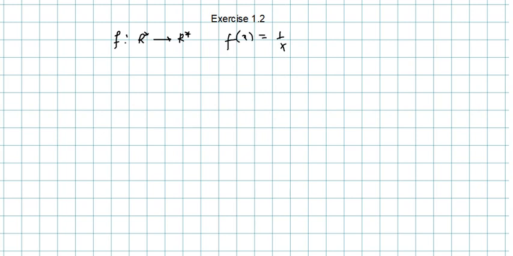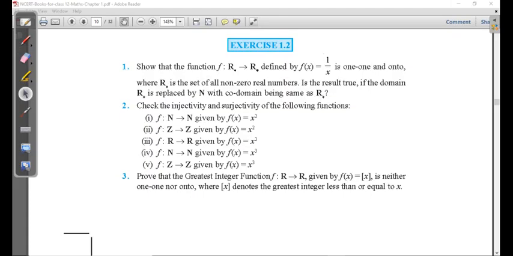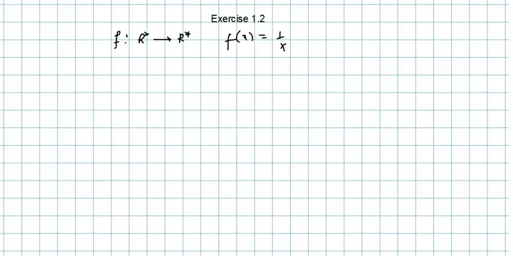It is a power function with a negative power, or it is a rational function. As a rational function, you have to see whether it is one-one and onto, that is, whether it is bijective or not. We are checking the bijectivity.